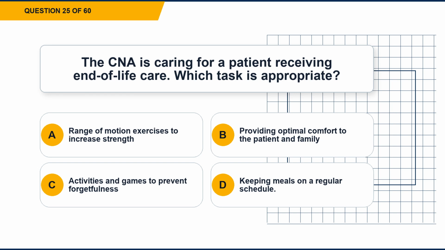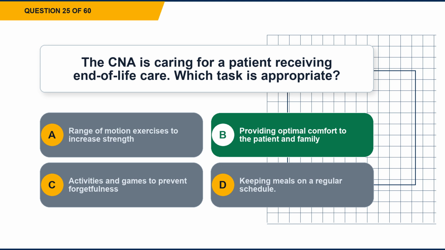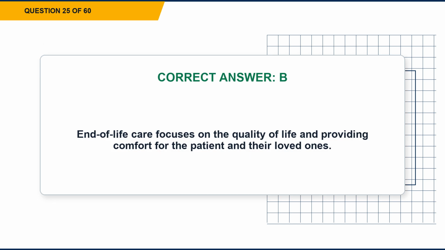patient. Question 25. The CNA is caring for a patient receiving end-of-life care. Which task is appropriate? Option A. Range of motion exercises to increase strength. Option B. Providing optimal comfort to the patient and family. Option C. Activities and games to prevent forgetfulness. Option D. Keeping meals on a regular schedule. The correct answer is option B. Providing optimal comfort to the patient and family. Explanation. End-of-life care focuses on the quality of life and providing comfort for the patient and their loved ones.